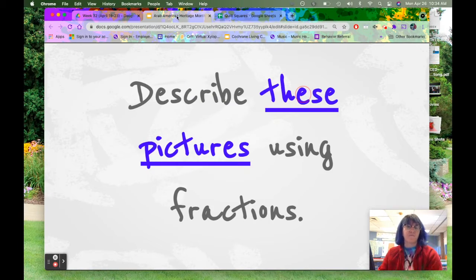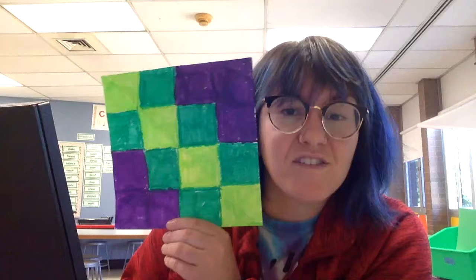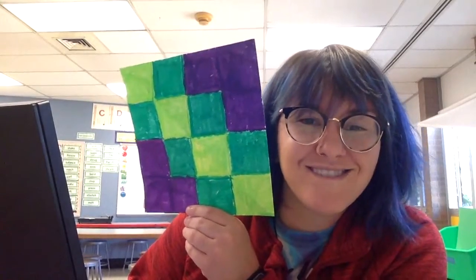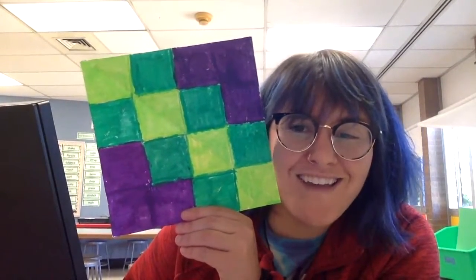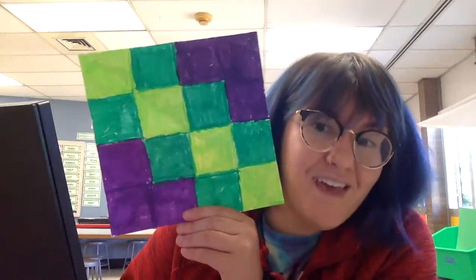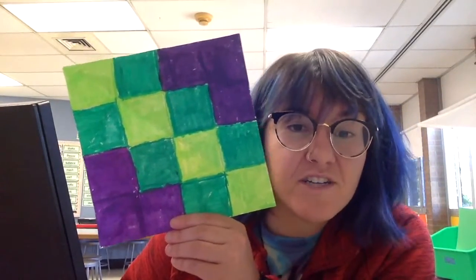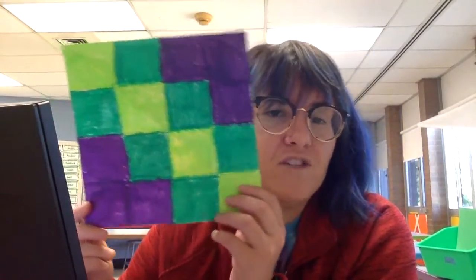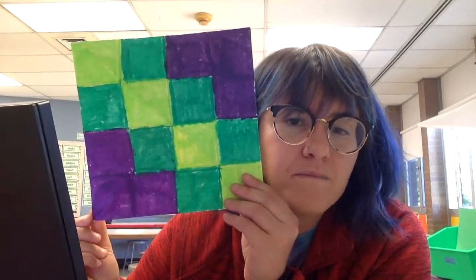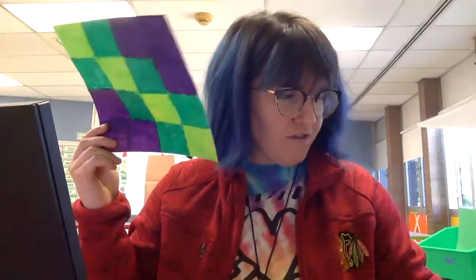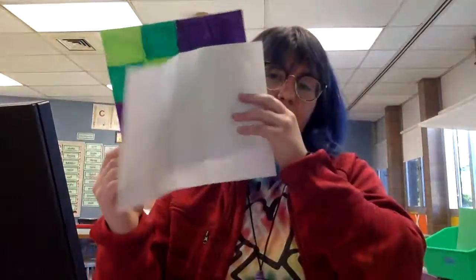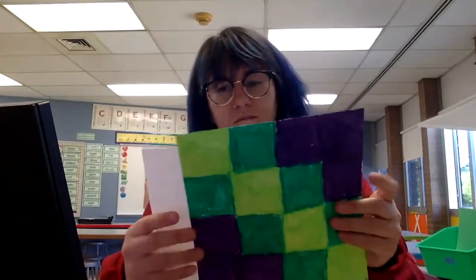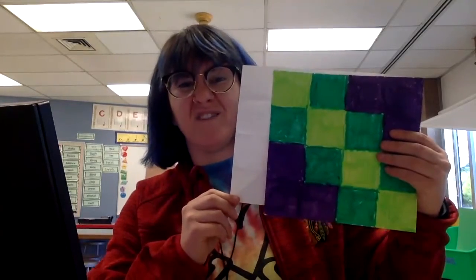Next, Miss Collier has her own quilt square. So here's my quilt square. What 3 colors did I use? Purple, light green, and dark green. You'll notice what shape is my paper? It's a square. You'll notice that if you get a piece of printer paper, it's bigger than a square.